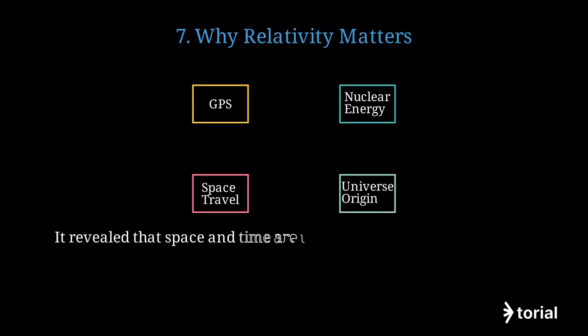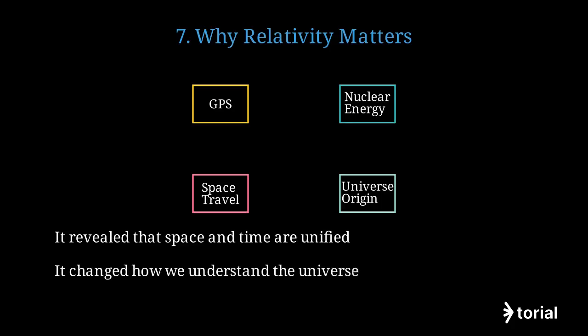Einstein showed that space and time are not separate entities, but are woven together into a four-dimensional fabric called spacetime. Relativity fundamentally changed our understanding of reality, showing that time, space, and gravity are far stranger than common sense suggests. Let's review the key insights from Einstein's revolutionary theory.